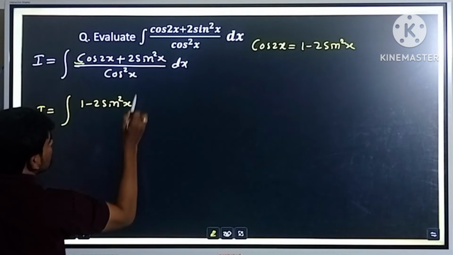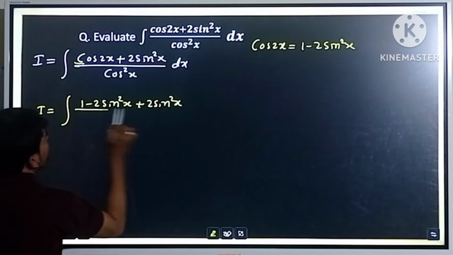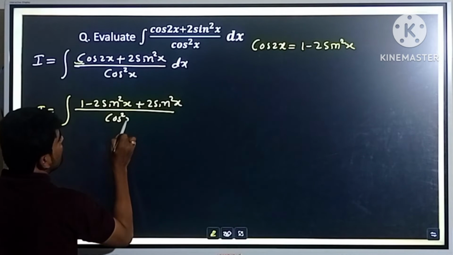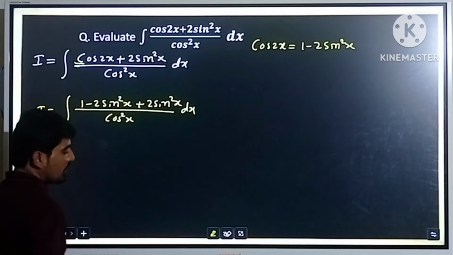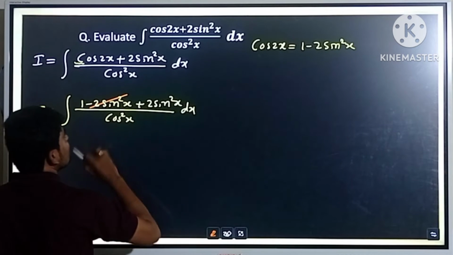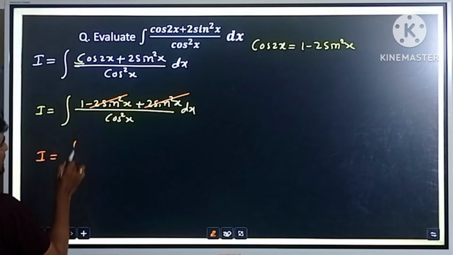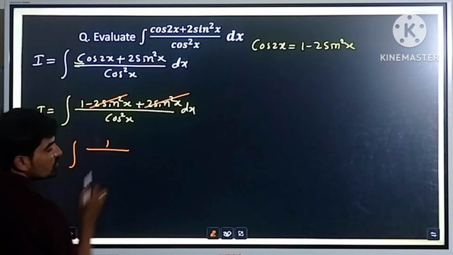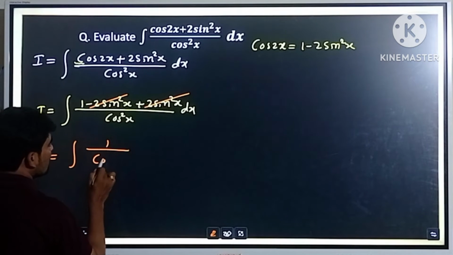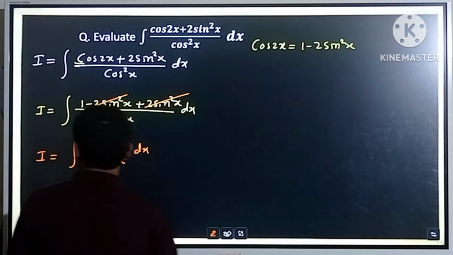sin square x plus 2 sin square x as it is, divided by cos square x with respect to x. So now in this, I can cancel minus 2 sin square x and plus 2 sin square x. So I is equals to integration of, remains 1 in the numerator, divided by what? Cos square x dx. I hope all of you are understanding.